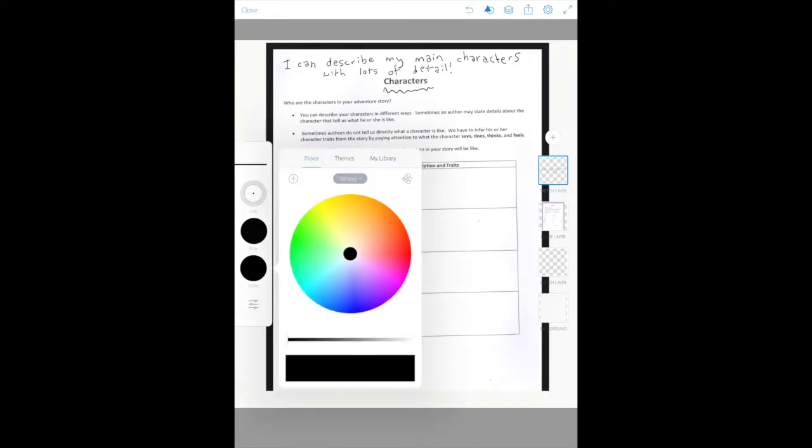Oh, why didn't that go yellow? Day by day, learning how to use the screencasting. Hey, we're all learning. Okay.